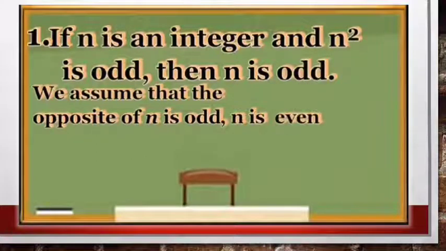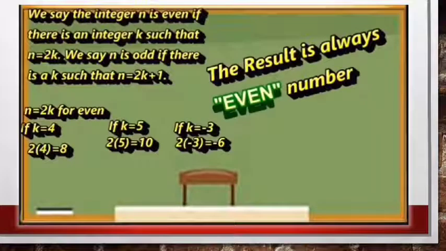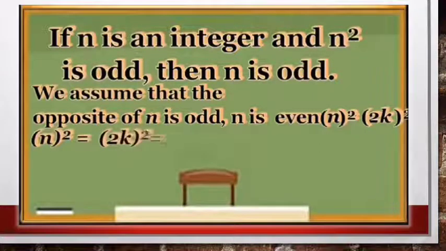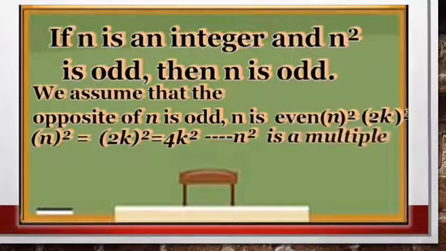Therefore, n is even. If n is even, then n equals 2k, where k is an integer, just like our example a while ago, right? Now, square n and see what happens. This becomes n squared equals 2k raised to 2, that is equal to 4k squared. This means that n squared is a multiple of 4.